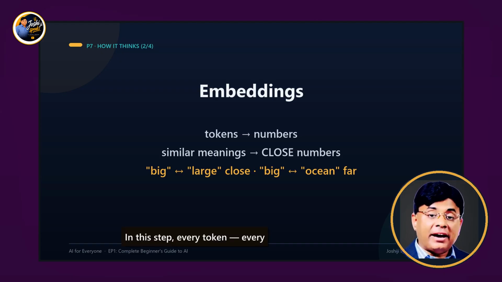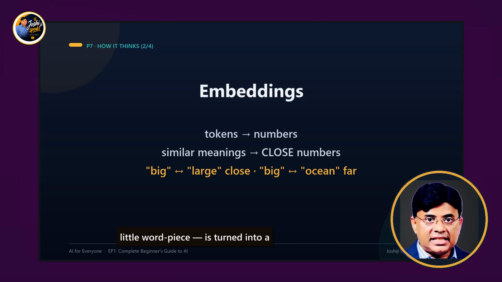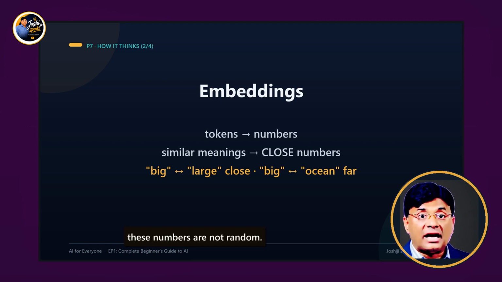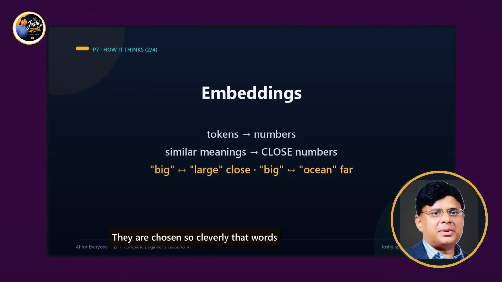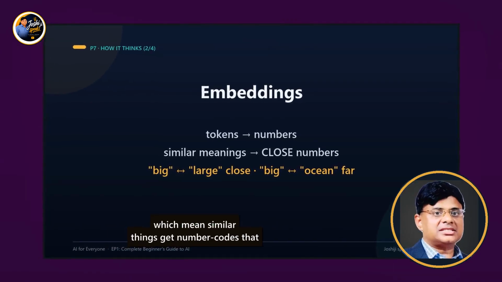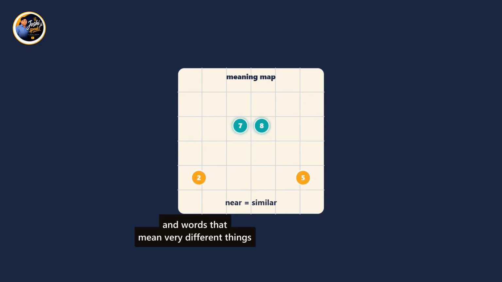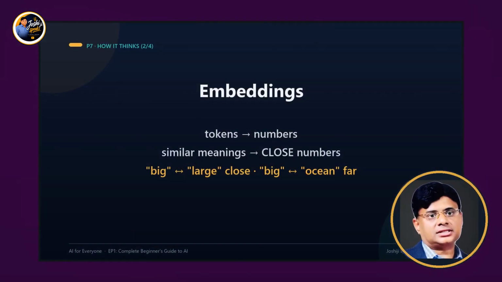In this step, every token, every little word piece, is turned into a little group of numbers, a kind of secret code for that word. But here is the magic. These numbers are not random. They are chosen so cleverly that words which mean similar things get number codes that sit close to each other, and words that mean very different things get codes that sit far apart.